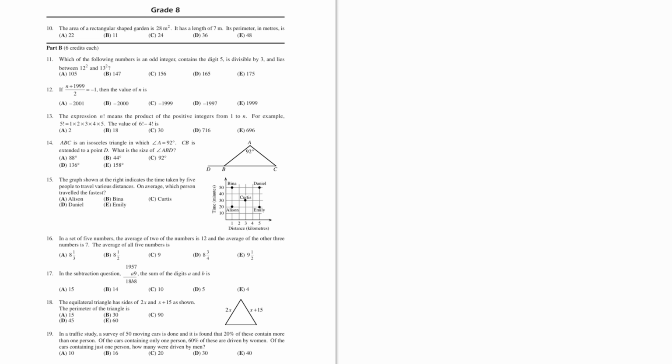Number 10. The area of a rectangular shaped garden is 28 square meters. It has a length of 7 meters. Its perimeter in meters is? The rectangle area equals length times width. In this problem, area is 28, length is 7, the width is not given.